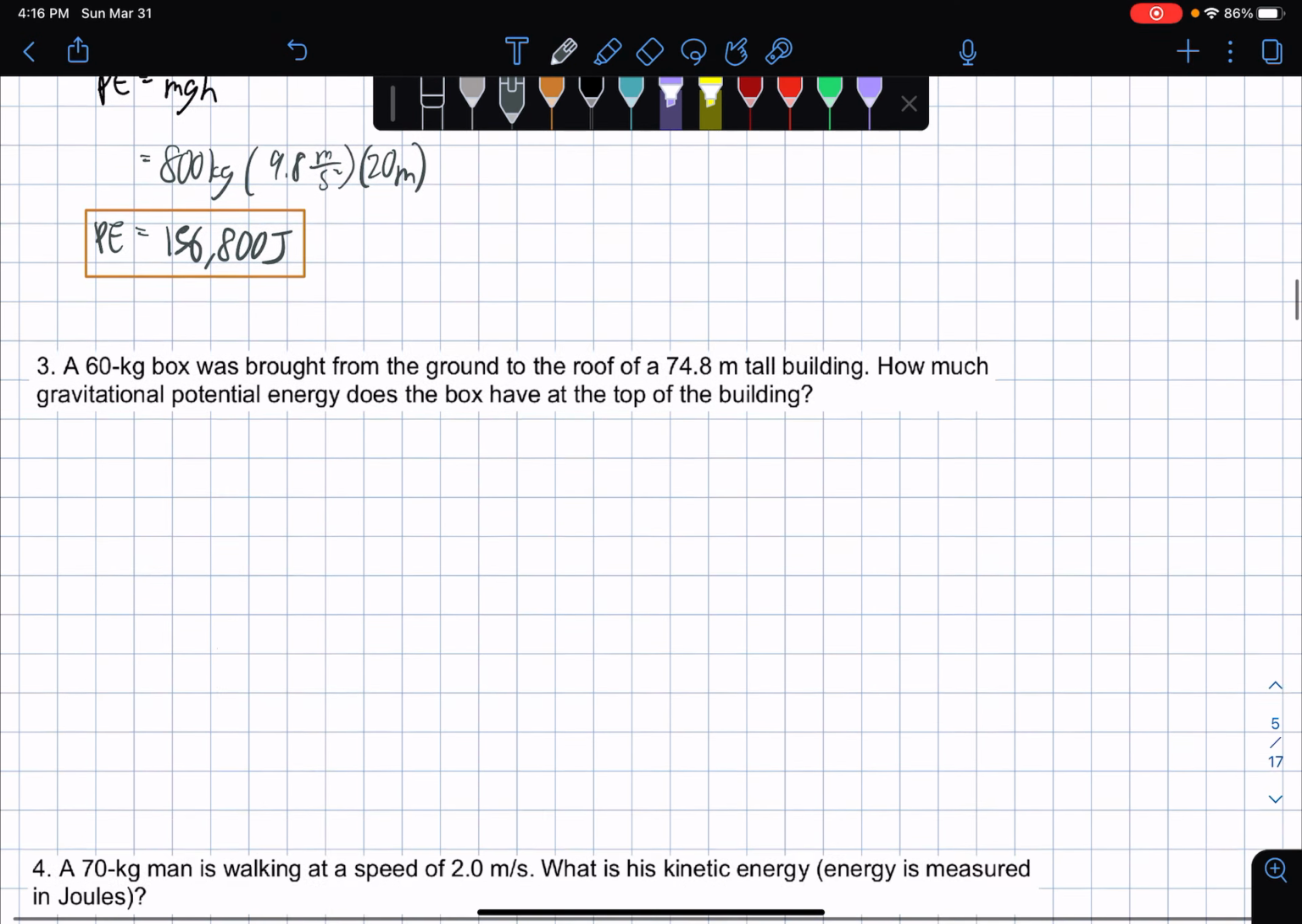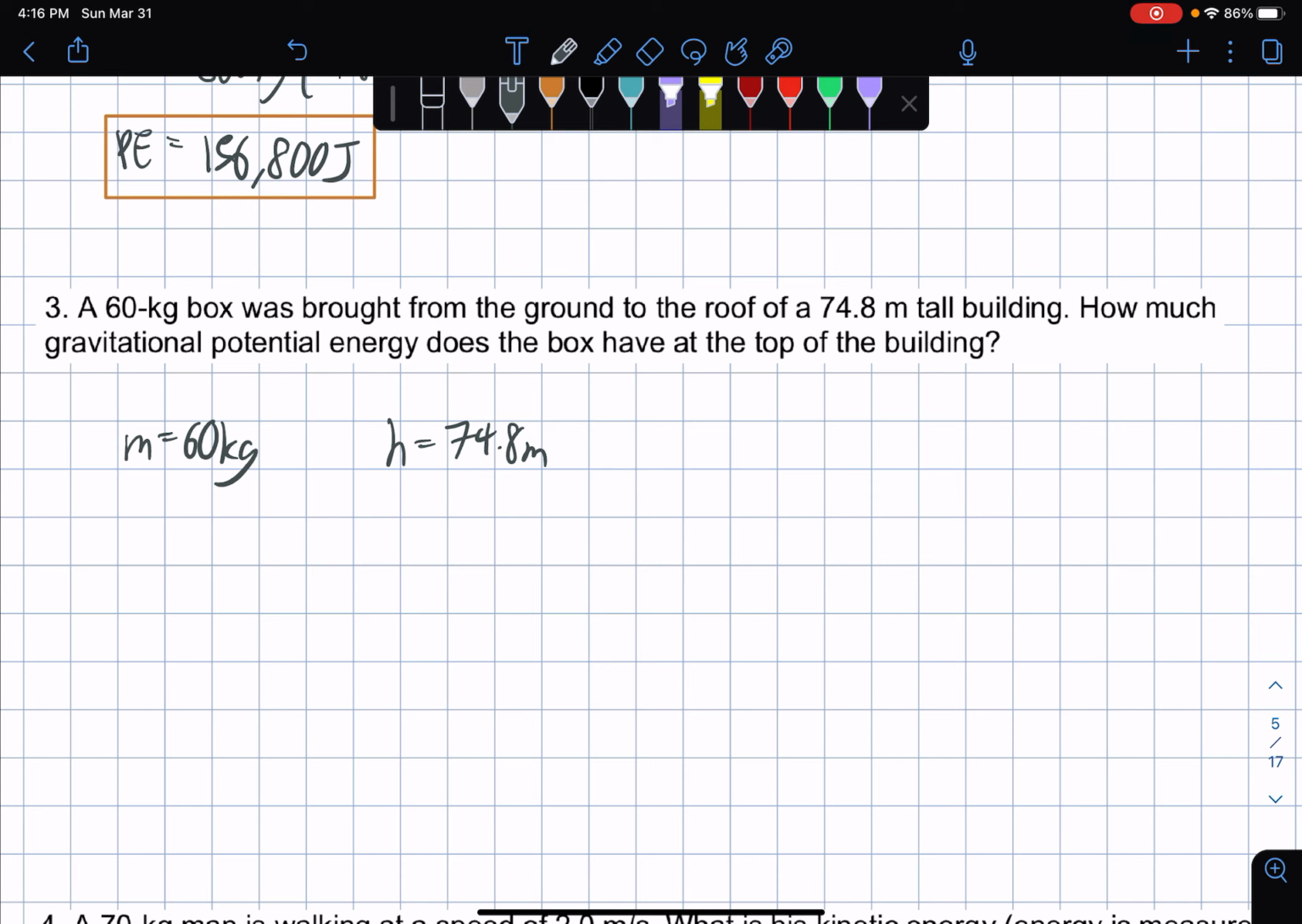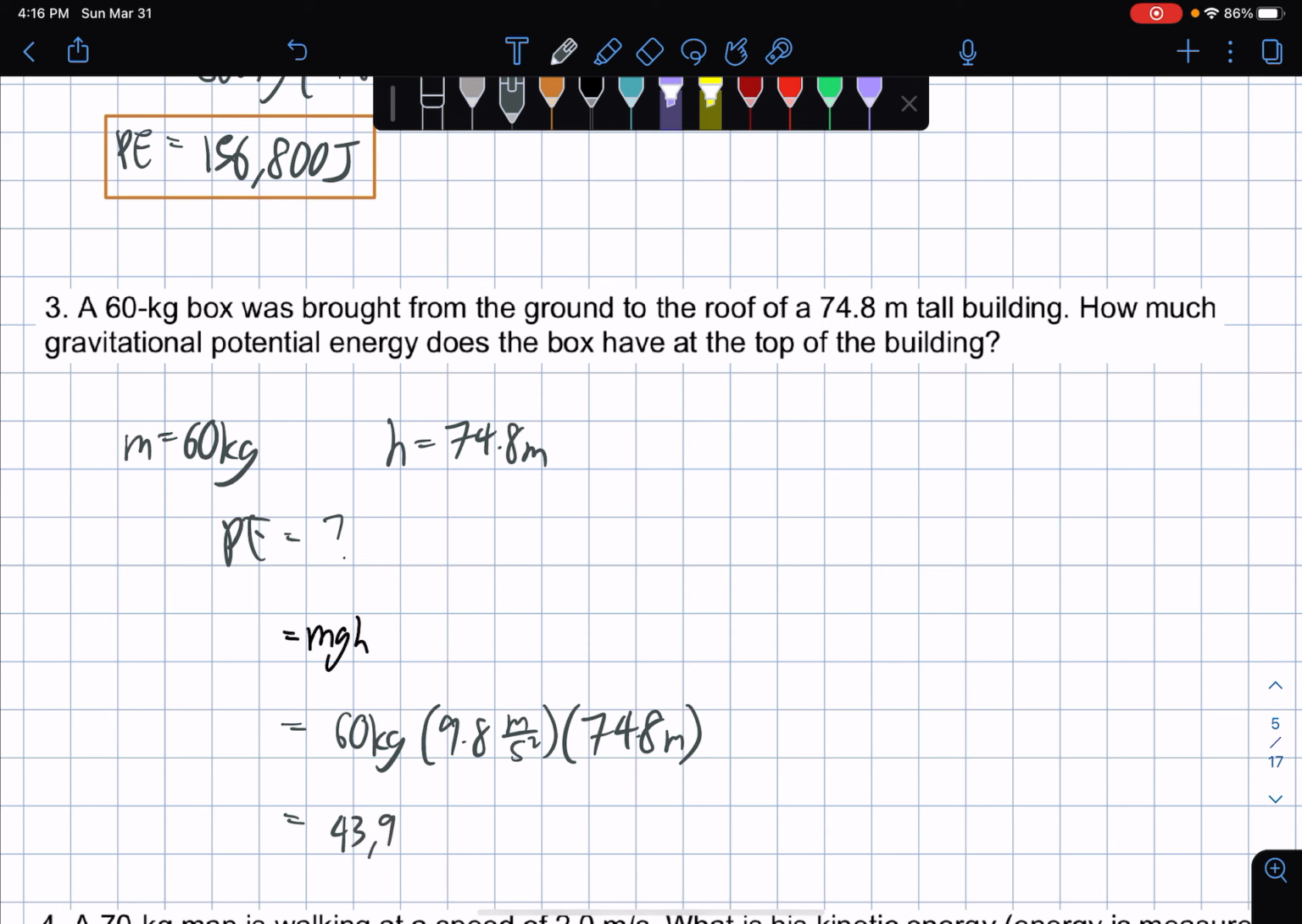Okay, number 3. Mass is equal to 60 kilograms. The height is 74.8 meters. How much GPE does the box have at the top of the building? So PE is missing, mgh: 60 kilograms times 9.8 meters per second squared times the height, which is said to be 74.8 meters. The answer is 43,982.4 joules.